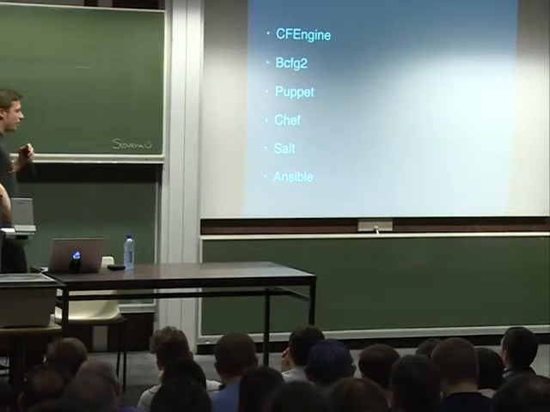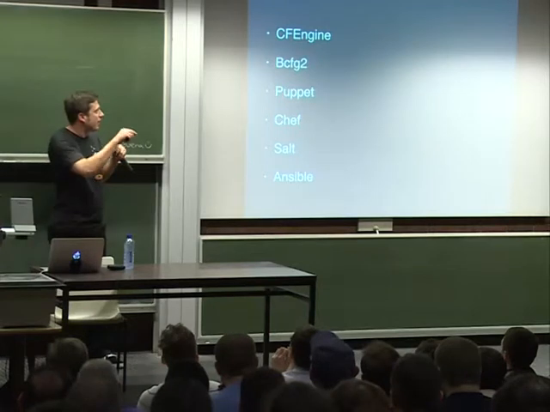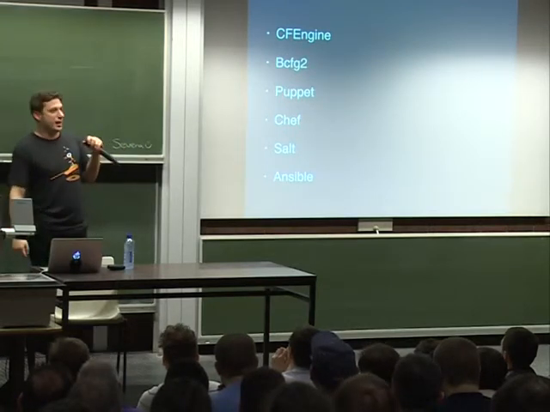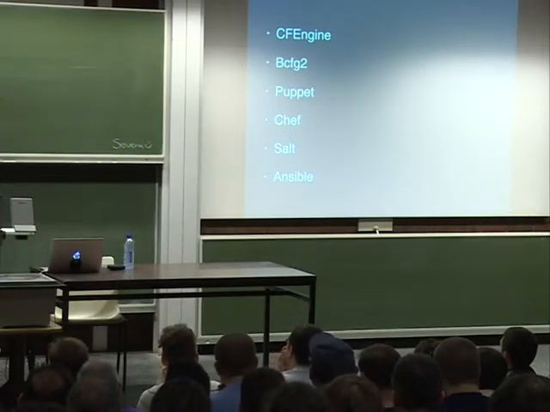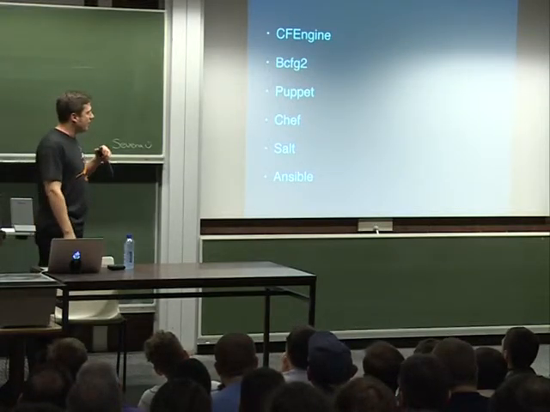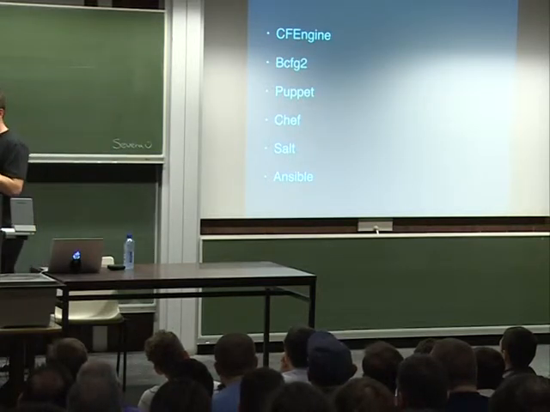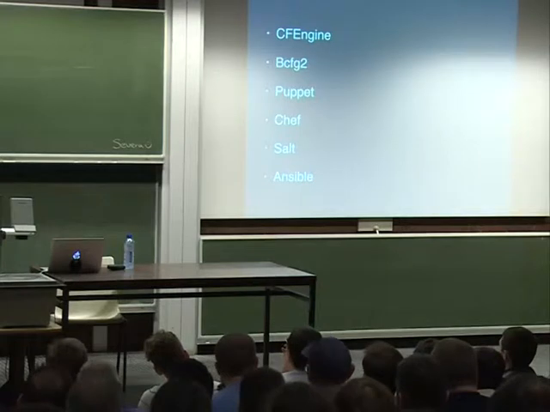So this talk is going to be, everybody likes to compare these things, like how are they different? I'm going to talk about how they're the same. Okay? So I'm going to talk about CFEngine. I'm not going to talk about bcfg2 because I don't really know anything about it. I'm going to talk about Puppet. I'm going to talk about Chef. I'm going to talk about Salt. I'm going to talk about Ansible. It's all in and out.